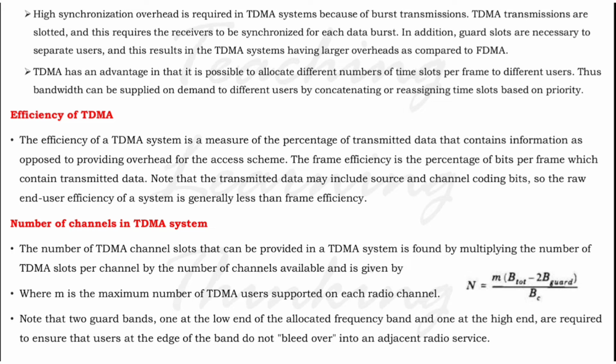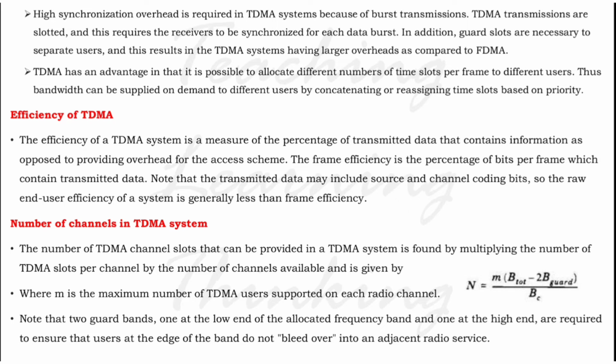Number of channels in a TDMA system. This may be asked in questions; this is a problem that can be asked in the exam. There is a simple equation: N = m(B_tot - 2B_guard)/B_c. The number of TDMA channel slots that can be provided in a TDMA system is found by multiplying the number of TDMA slots per channel by the number of channels available, and is given by N = m(B_tot - 2B_guard)/B_c.